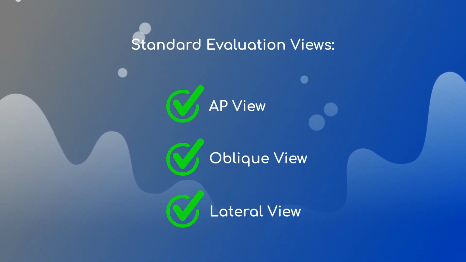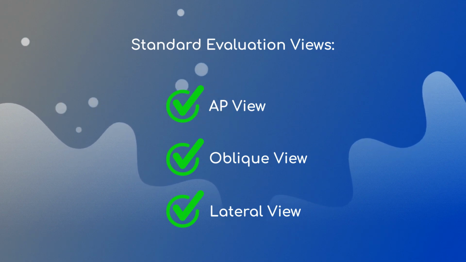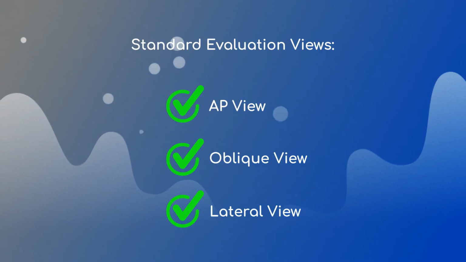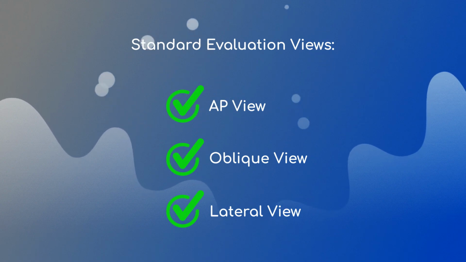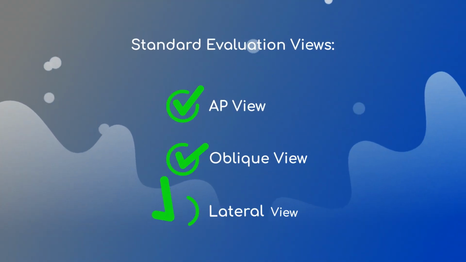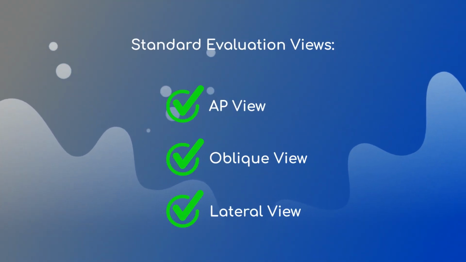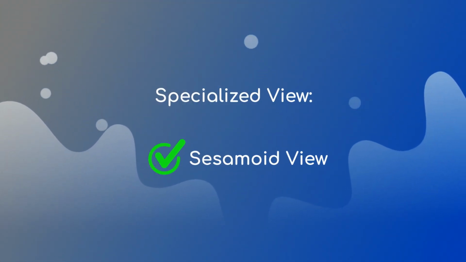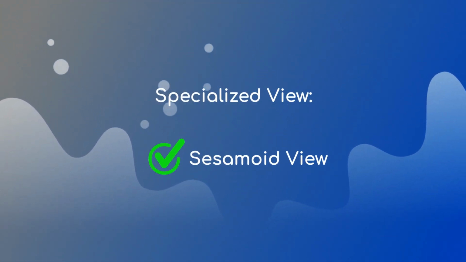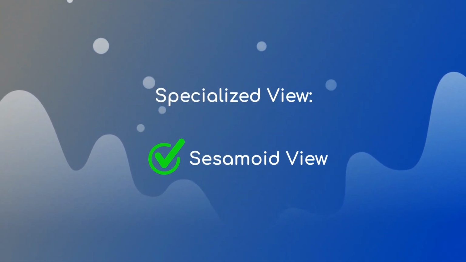Grouped by imaging focus, standard evaluation views: AP view evaluates toes for fractures, dislocations, arthritis, or gout. Oblique view provides enhanced bony detail, particularly for joint spacing and rotated fracture lines. Lateral view is used to assess dorsal or plantar displacement of fractures or dislocations. Specialized view: sesamoid view, a tangential projection to assess injury or inflammation of the sesamoid bones near the first MTP joint.